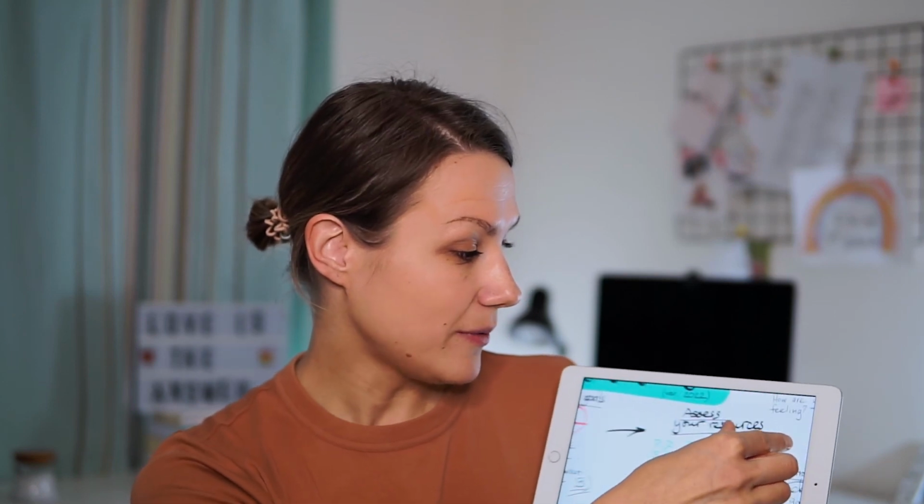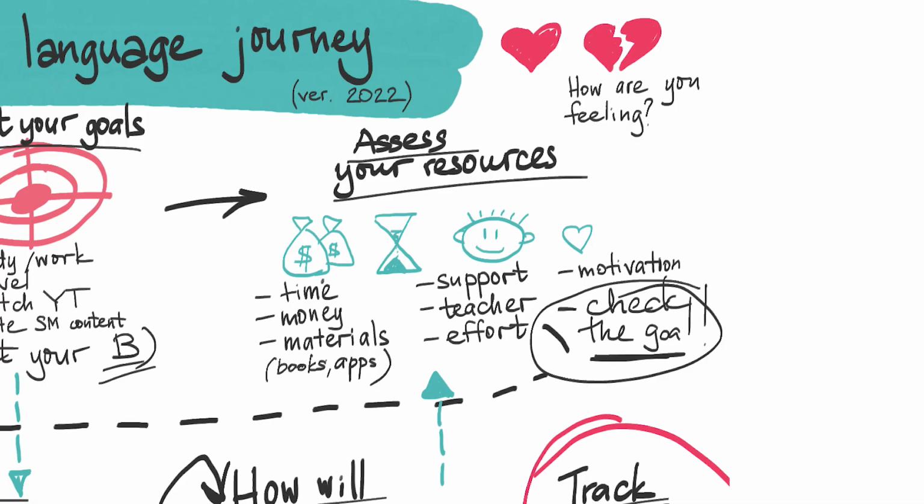There's another important element to this chart. It's right here in the corner. There's a little heart and a broken heart, and the question, how are you feeling? So this is something that you should be asking yourself. How are you feeling? Are you still motivated? Are you upset? Are you frustrated? It's very important to keep an eye on your emotional state.